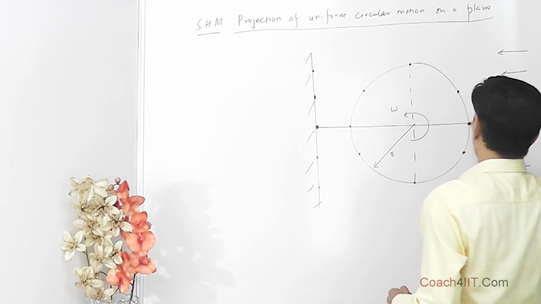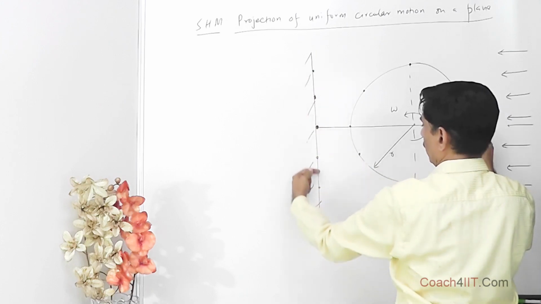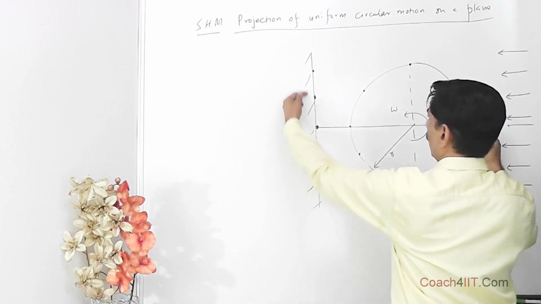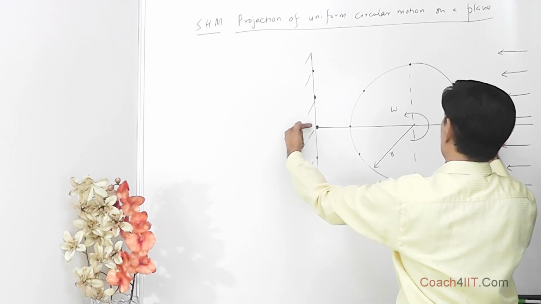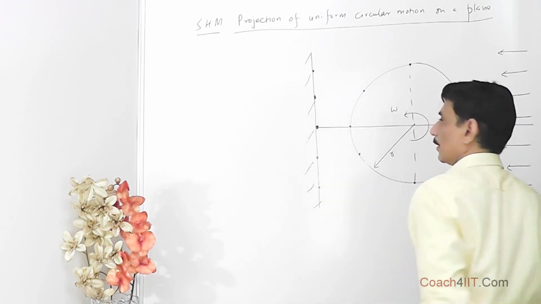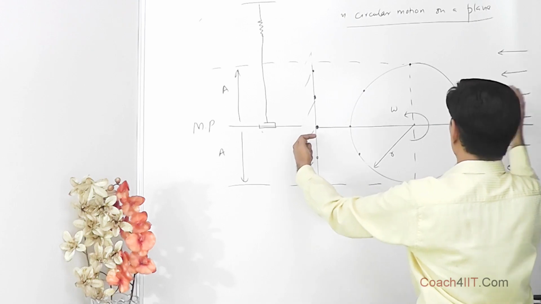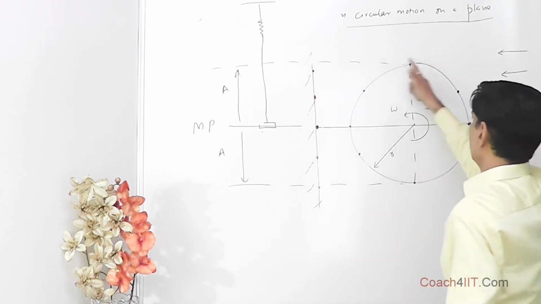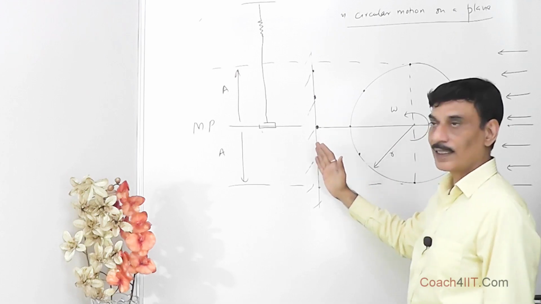When this moves one circle, the shadow moves from here to here, and here to here. When one circle is completed, then one oscillation of the shadow is completed. It goes like this and keeps on moving. Because this is a projection of uniform circular motion on a plane, this motion is SHM. This is uniform circular motion, and the projection of this motion onto the screen is SHM.